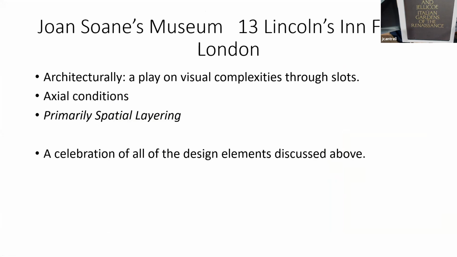So next we're going to see an absolutely fantastic combination of all the stuff we talked about in the first part of the lecture. We're going to look at John Soane's Museum, a very famous spatial address, 13 Lincoln's Inn Fields in London. Architecturally and spatially, it is a play on visual complexities through slots, axial conditions, and primarily spatial layering, a celebration of all the basic design elements we've talked about earlier in the lecture.